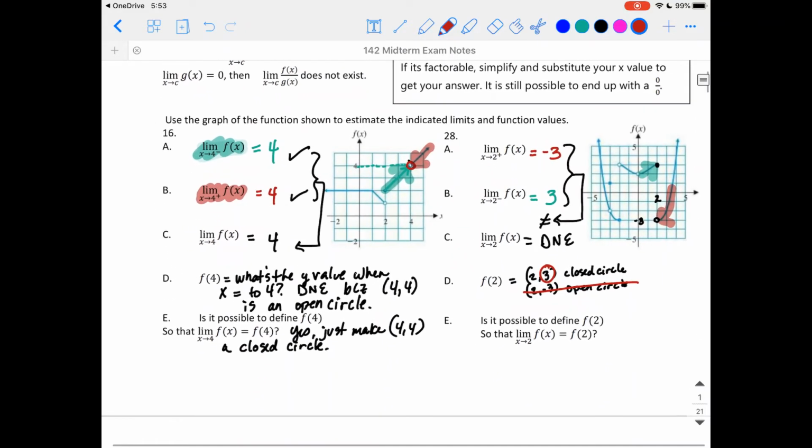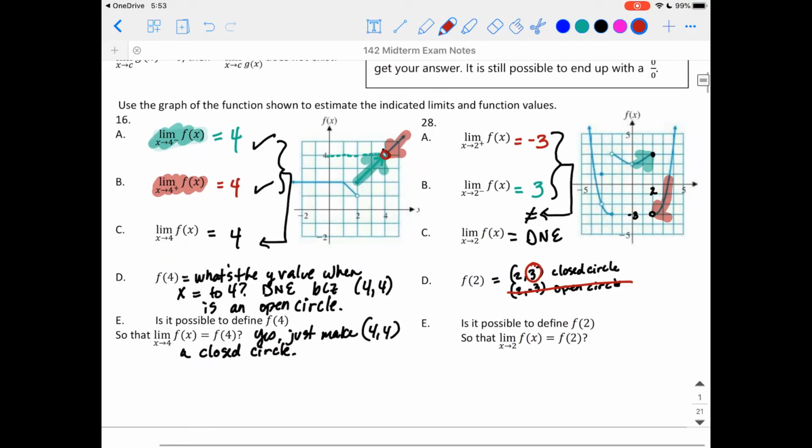Now the next one here. Is it possible to define f of 2 so that the limit of f of x as x approaches 2 is equal to f of 2? So in the previous problem, we said, yeah, just close the open circle and it'll work. Well, in this one, it's not going to work, because even if I close to -3, those arrows that are blue and I guess greenish, or excuse me, blue, I'm colorblind, green and reddish, they're not going to meet at the same point. So even if you close that open circle, the limit is not going to exist.